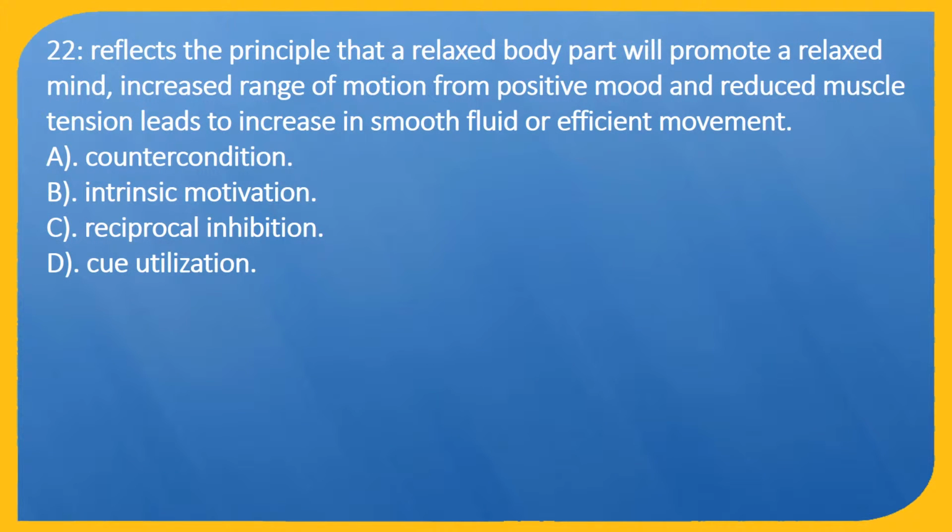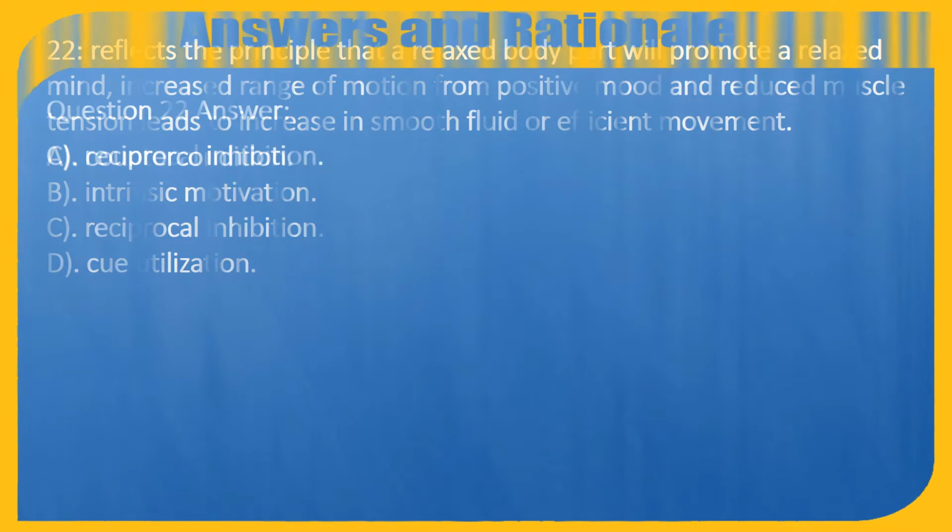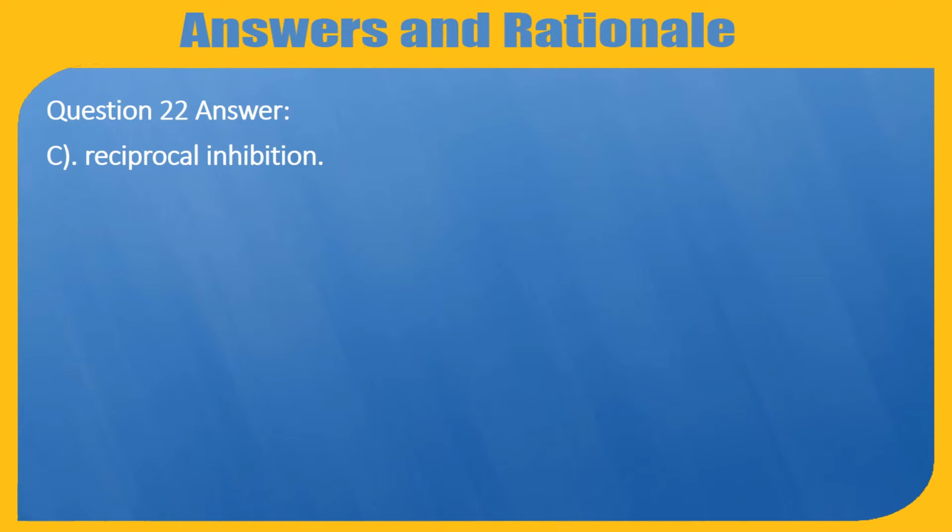Question 22: reflects the principle that a relaxed body part will promote a relaxed mind. Increased range of motion from positive mood and reduced muscle tension leads to an increase in smooth, fluid or efficient movement. A. Counter condition. B. Intrinsic motivation. C. Reciprocal inhibition. D. Cue utilization. Question 22, answer C. Reciprocal inhibition.